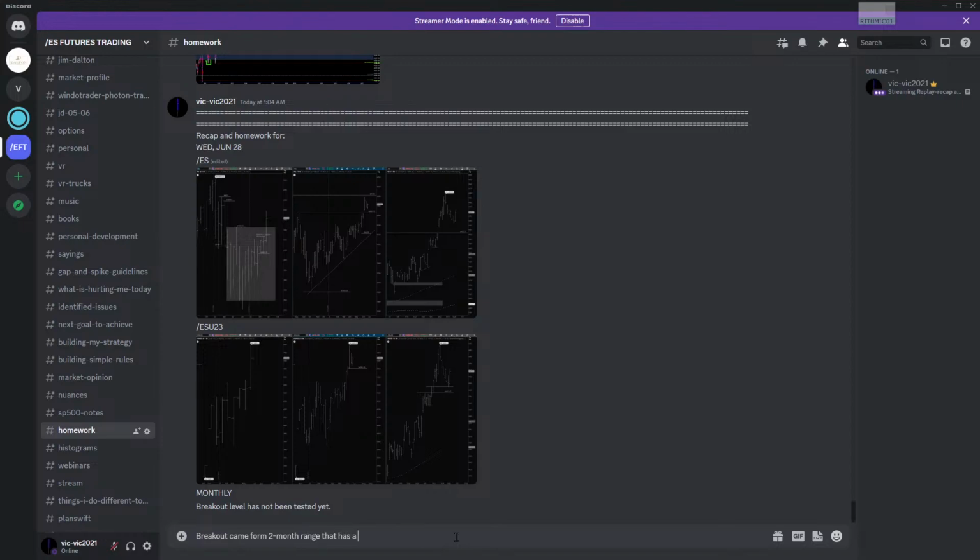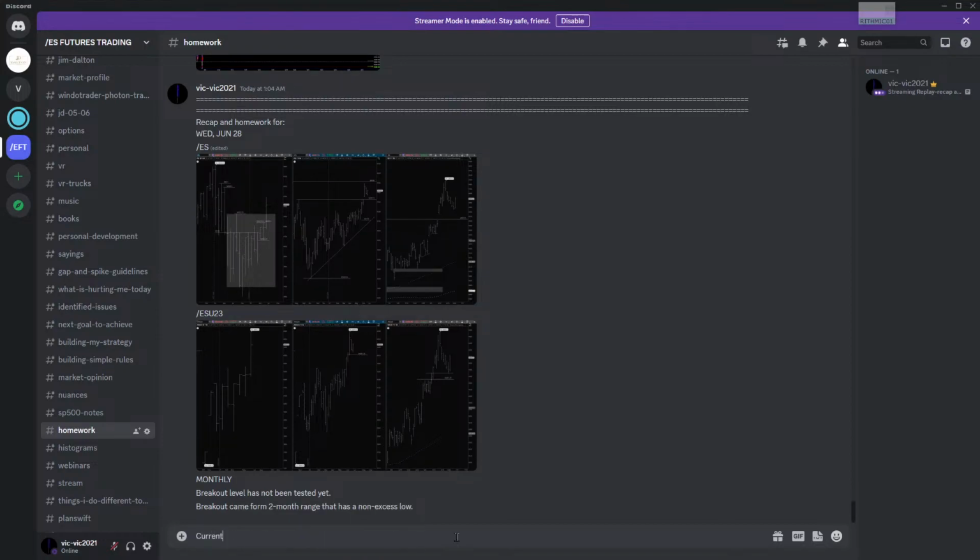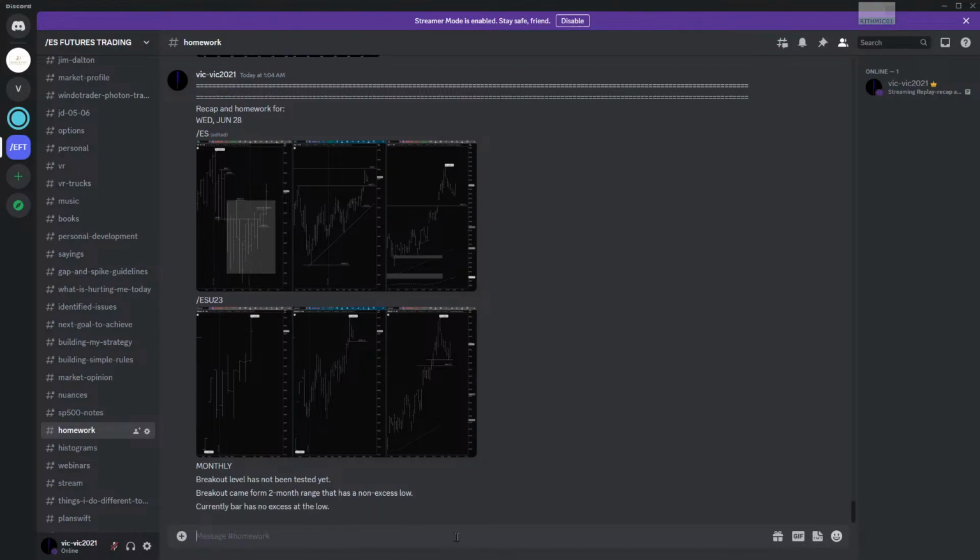That range has no excess low. The current monthly bar has no excess at the lows. June has no excess at the lows. It has a really good excess at the high. As long as it doesn't come back inside this range, the trade is to the upside. The market remains to the upside.